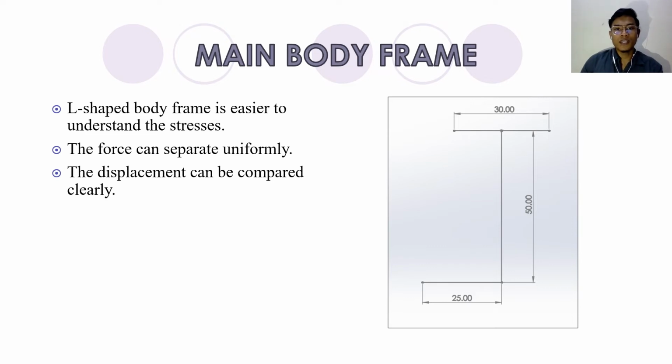The L shape has been used as the main body frame because the force can be applied and separated uniformly in one direction, and the L-shaped body frame makes it easier to understand the stresses. Furthermore, the displacement of the object can be identified and compared clearly through this shape, as we can measure the displacement at the straight point.